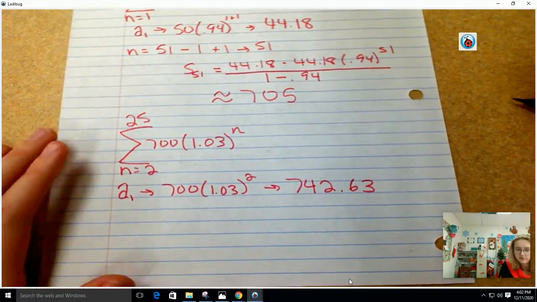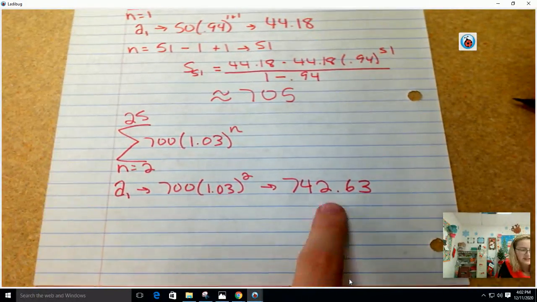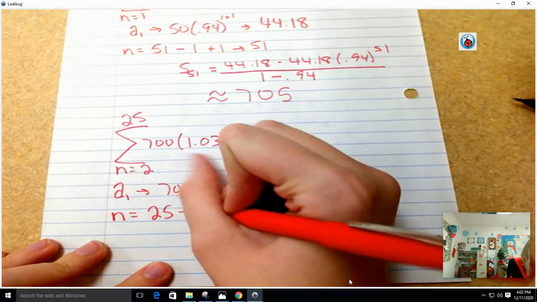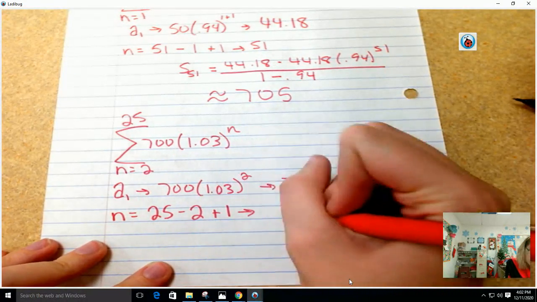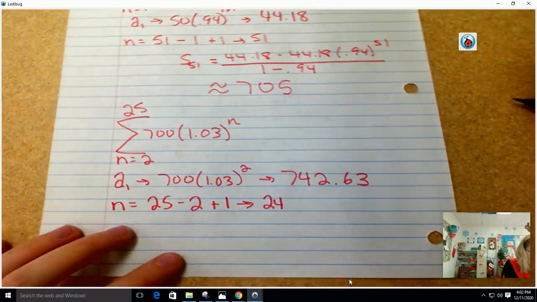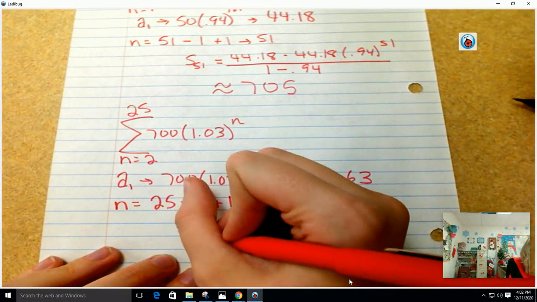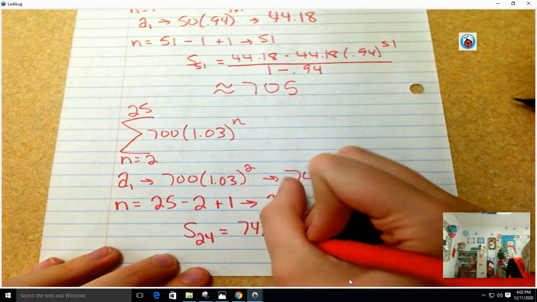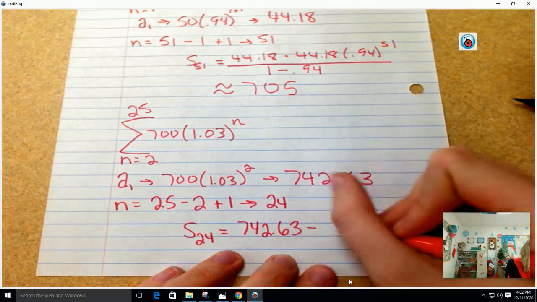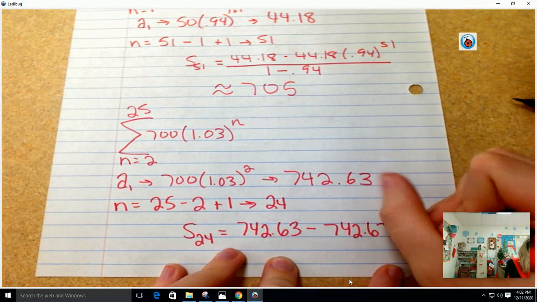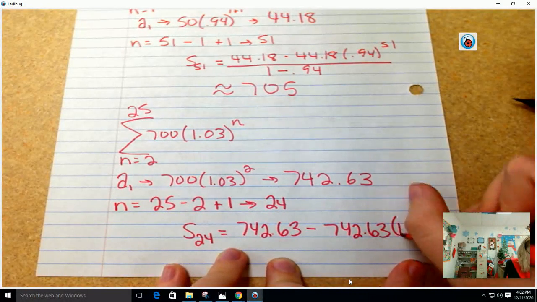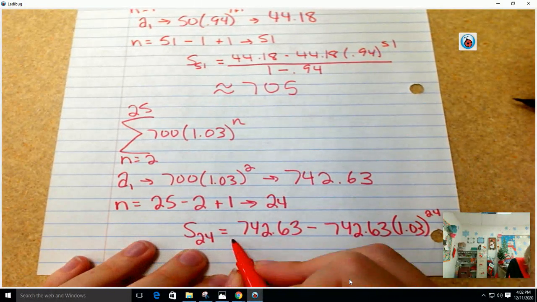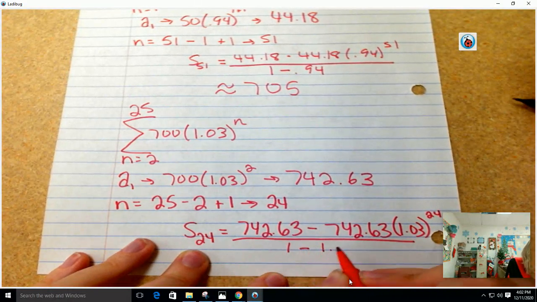Sorry, you all can't see that. Once I have this, I need to calculate my n. So n is going to equal 25 minus 2 plus 1, which is going to give me 24. Now I'm ready. So s sub 24 is going to be equal to 742.63 minus 742.63 times 1.03 to the 24th power, all over 1 minus 1.03.